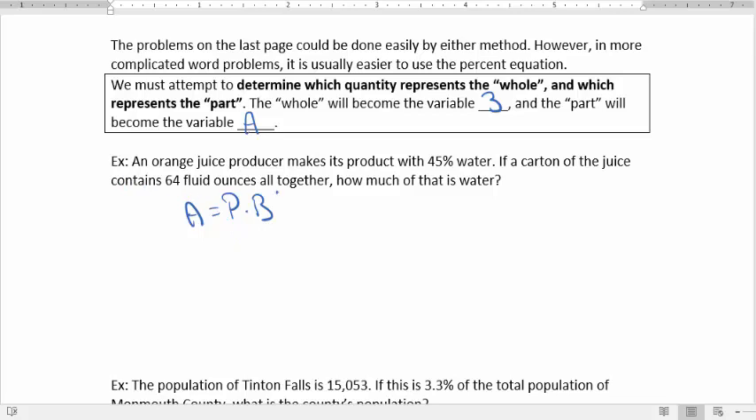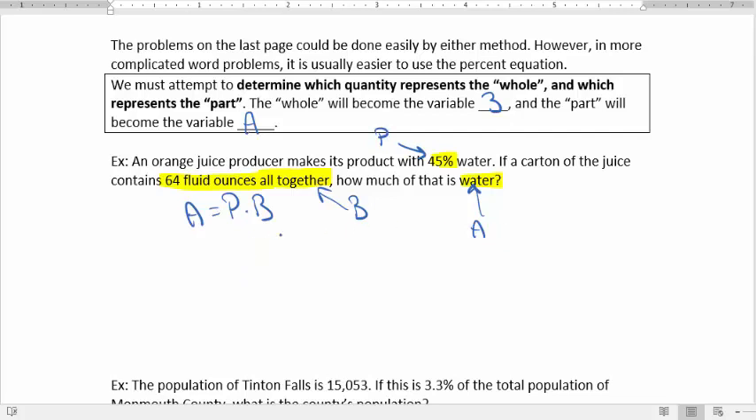So an orange juice producer makes its product with 45% water. So there's your p, 45%. If a carton of the juice contains 64 fluid ounces altogether, and again, this is the key word here, altogether, how much of that is water? So in this case, the water is going to be the part, and the 64 is going to be the whole, right? Altogether meaning whole. So the 64 is going to be your b, and you're trying to find the part that is water. So you're trying to find the a, and of course, as we said, the p is 45%.